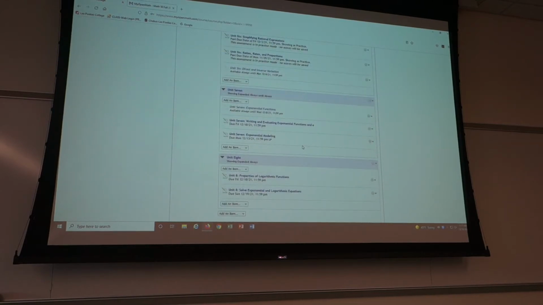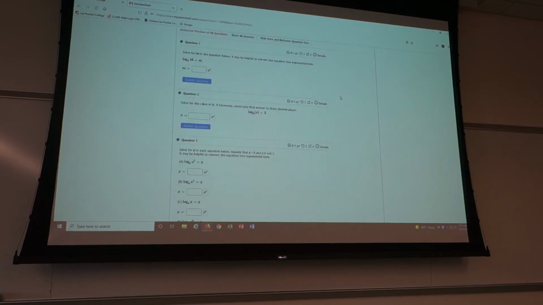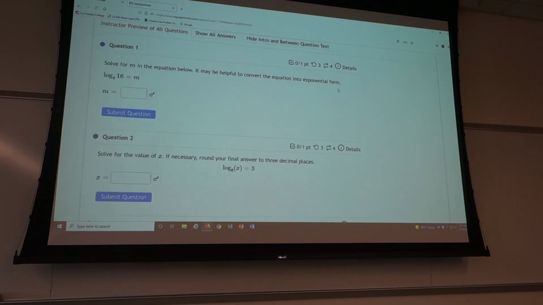We've got Unit 8, the first one. Let me see if I can make them bigger. This one, the first one, you just rewrite it in exponential form. So this is practice rewriting things in exponential form. Remember, this is my base, this is my exponent, that's my answer. So 4 to the m equals 16.